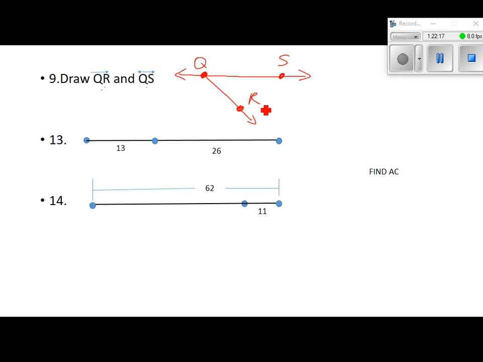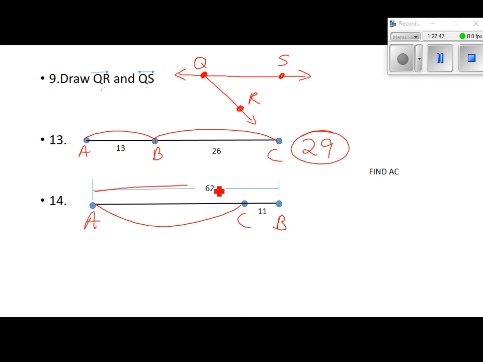Number 13 said, find the length of segment AC. On 13, I think it goes A, B, C that way, and then on this one it goes A, then C here, and B there. They want us to find AC. Well, on this one, all we have to do to find the whole thing is add those 2 up. So for number 13, it's 29. Just add them together. On this one, AC is just from here to here. To find it, we take the whole thing, which is 62, and we subtract off that part. So we end up with 51. So segment AC is 51 on that one.